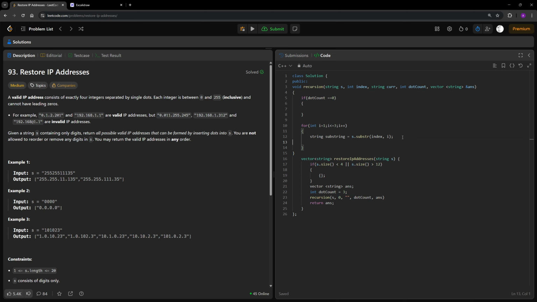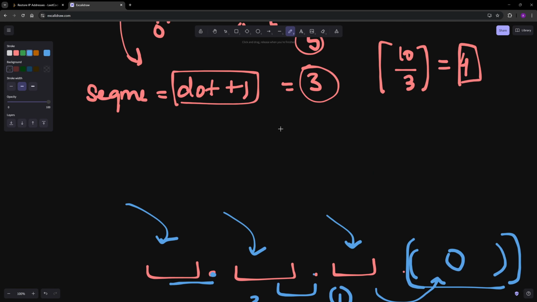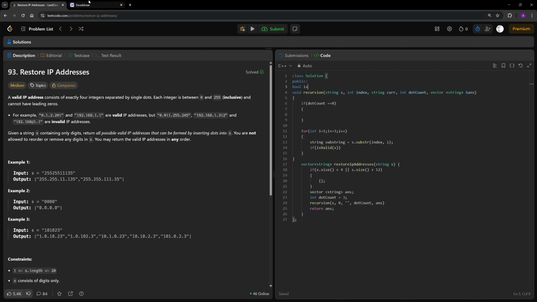But don't you think, guys, I'm missing something? Why do I automatically call the recursion? I need to check if it is valid or not, right? I need to check if it is valid or not. Let's make a valid function also. So what it will do is that it will check if the value lies in the range of 0 to 255 and if the segment length is valid or not, right?